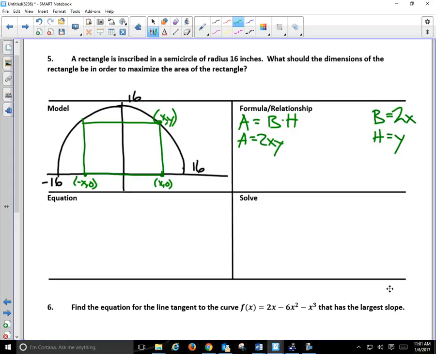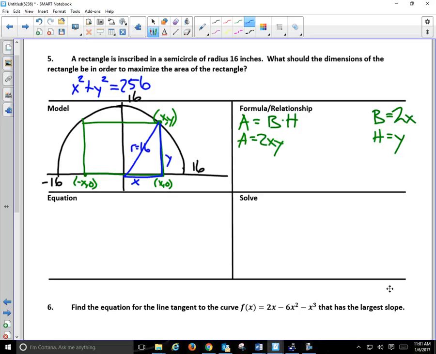Nobody could remember it second hour either. X squared plus y squared is r squared. If you didn't remember it, the Pythagorean theorem is the equation for a circle, right? I mean, if you make this x and that y, and this is r. What's r? 16. So you end up with x squared plus y squared is 256. So whether or not you remember the equation for a circle or the Pythagorean theorem, they are the same thing. Just instead of a, b, and c, it's x, y, and r.